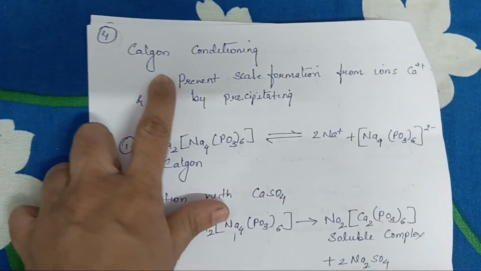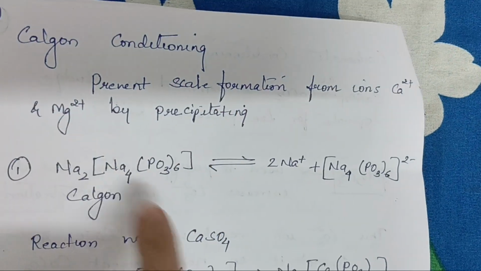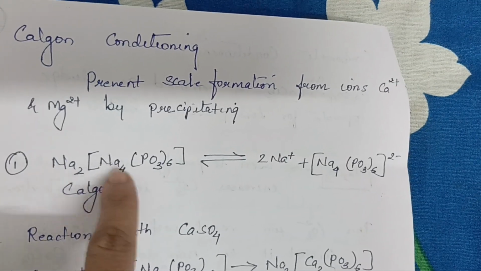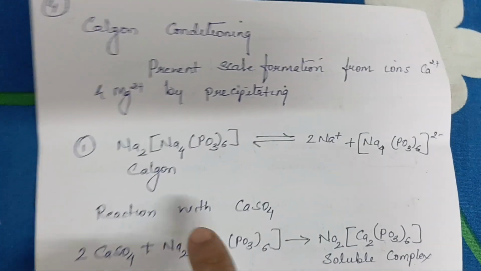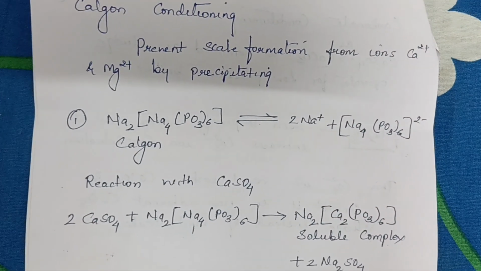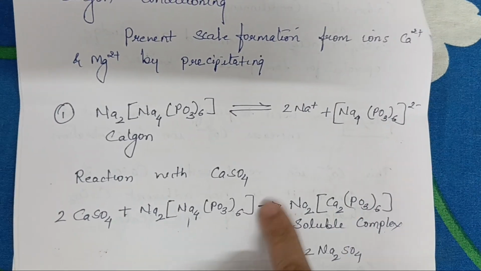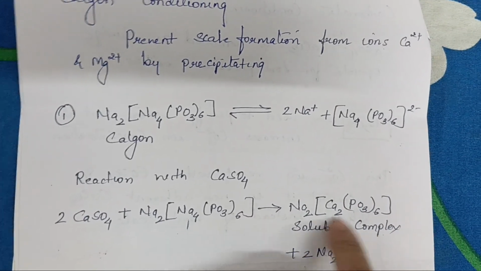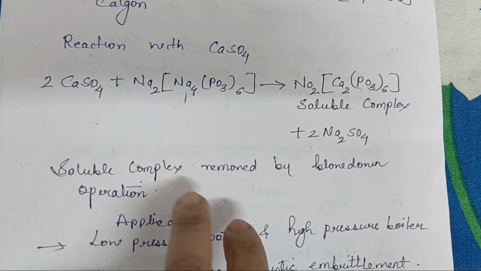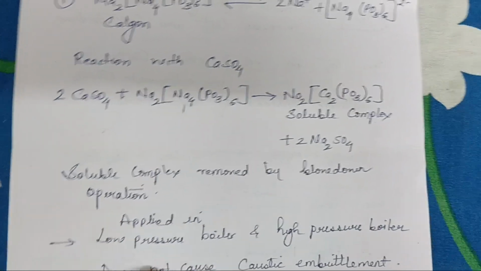Now the third example is Calgon conditioning. Here the scale formation is prevented by reacting it with Calgon. Calgon is a double salt, Na2[Na4(PO3)6], where it reacts with calcium sulfate, which is a scale causing agent. Here the reaction will form a soluble complex, Na2[Ca2(PO3)6], and sodium sulfate will be released. This soluble complex can be removed very easily by the blowdown operation.